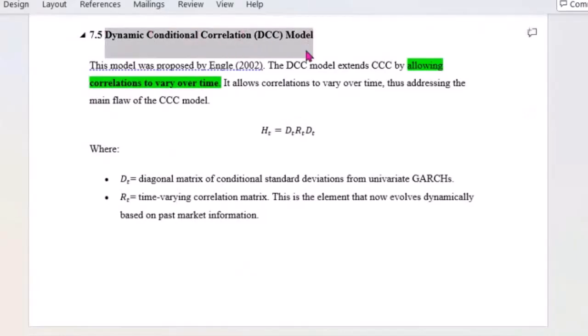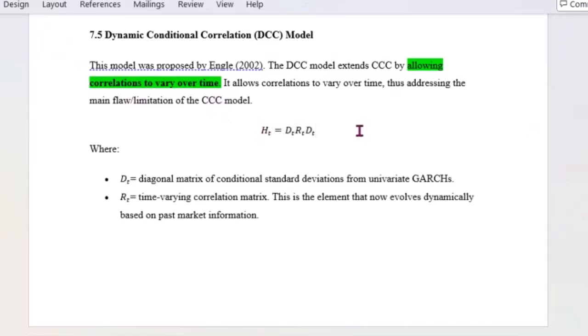So let's go to dynamic conditional correlation. This model was proposed by Engle, and the DCC model extends the CCC GARCH model by allowing correlations to vary over time. In other words, it allows the correlations to vary over time, addressing the limitation of the CCC GARCH model.